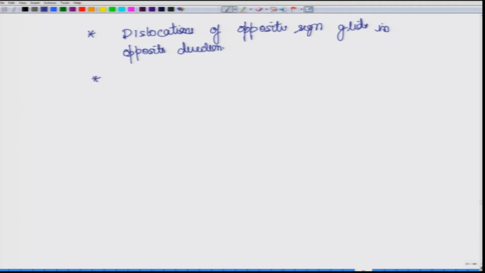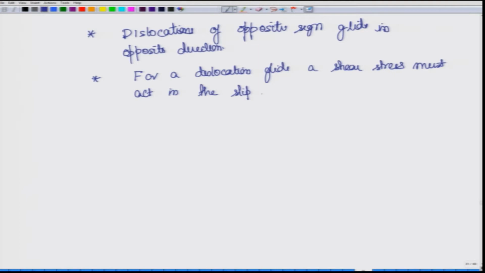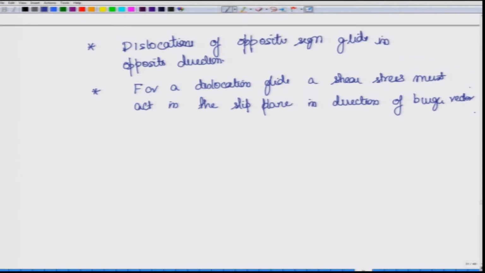For a dislocation glide, a shear stress must act for the dislocation to move. When we are saying glide, what we are trying to say is that for a dislocation to move, a shear stress must act in the slip plane. So, if you have looked at the diagram, you would see that there is shear stress on the surface, but that shear stress would also act on the slip plane in the direction of the Burgers vector, or at least a component of it must lie along the Burgers vector. If it is completely 90 degrees to it, then there will be no effect of the shear stress on the dislocation. So, these are two important take home messages for this.